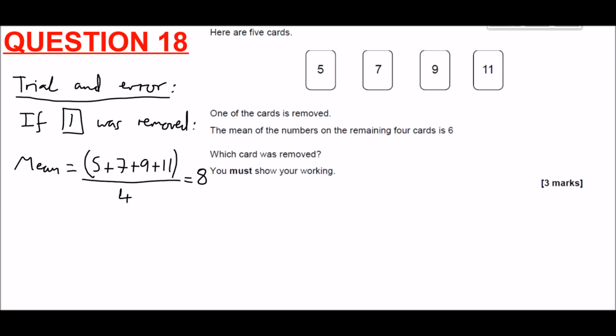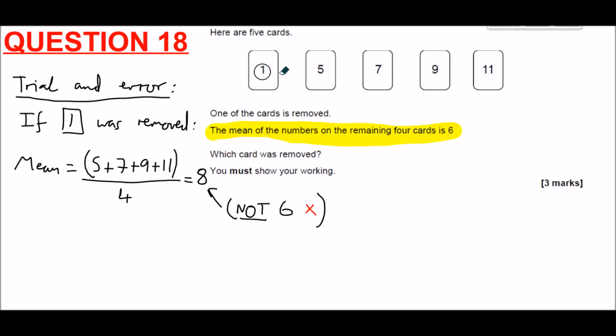But it says the mean of the other cards must be 6. So 8 is definitely not 6. So it can't be the 1 that was removed, because removing 1 just doesn't work. So we've tried that, it's not worked, never mind, but let's put 1 back in and try a different card. Maybe the 5 was removed. So let's try if 5 was removed.